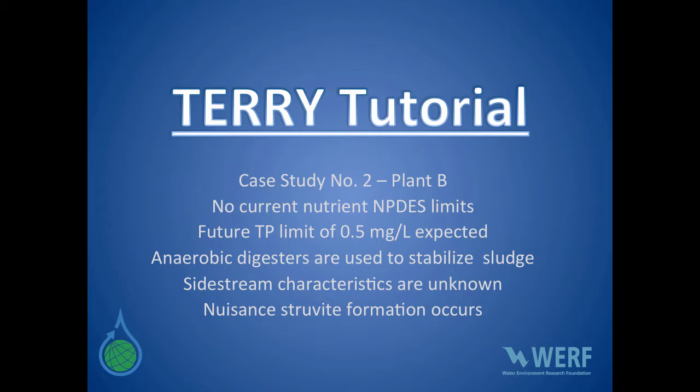Welcome to the Water Environment Research Foundation's TERI tutorial series. This module will walk you through a case study for Plant B. This plant uses a conventional activated sludge process.